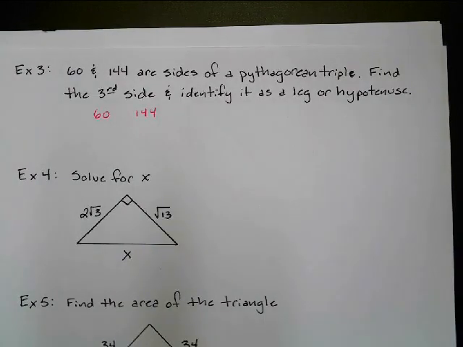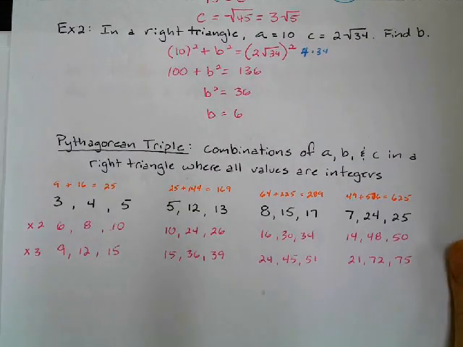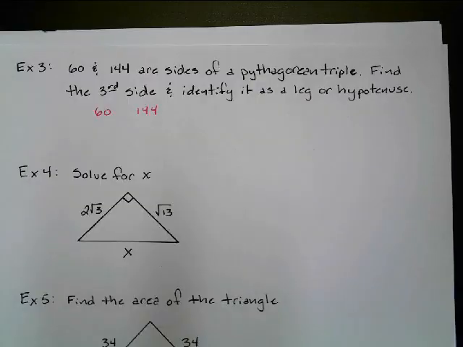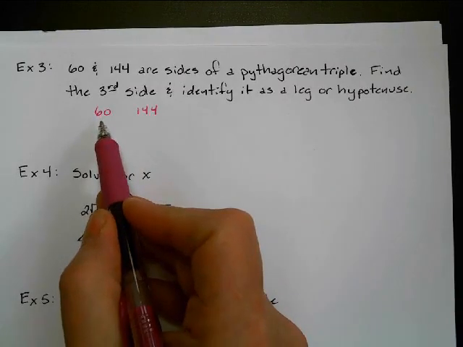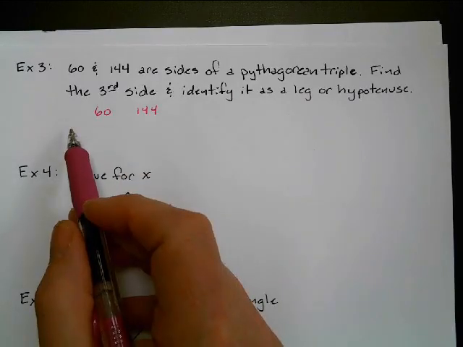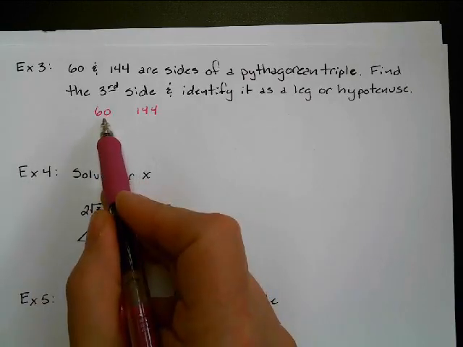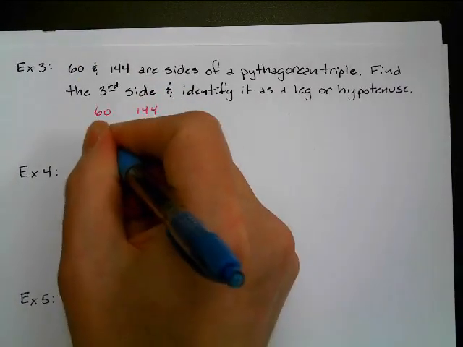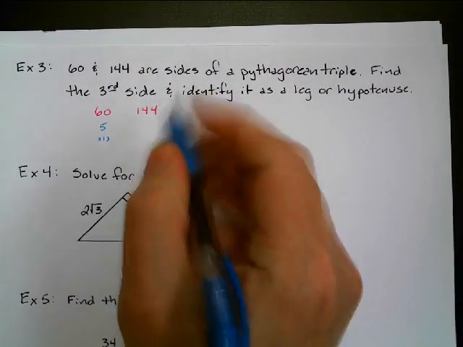Well, this is obviously not one of my patterns that I see here. It's not 3, 4, 5. It's not 5, 12, 13. It's not 8, 15, 17. It's not 7, 24, 25. So what am I going to do? Well, first I'm going to look at it and see if I can find a common factor. So is there a number that both of these are multiplied by? Do you see it? 12 goes into both of these. This number here is 5 times 12, and this number here is 12 times 12.